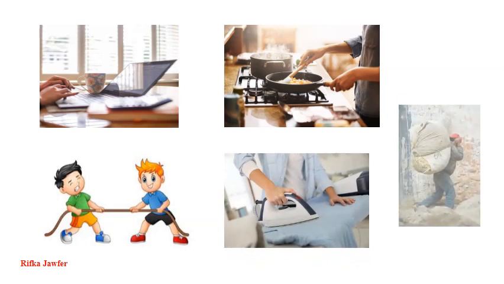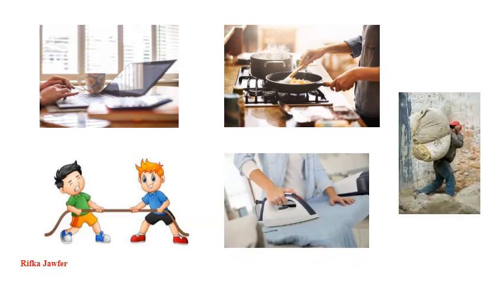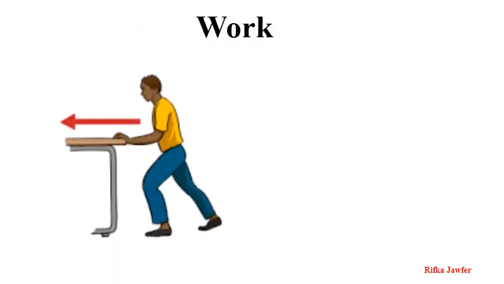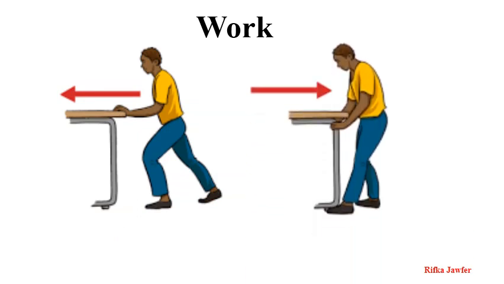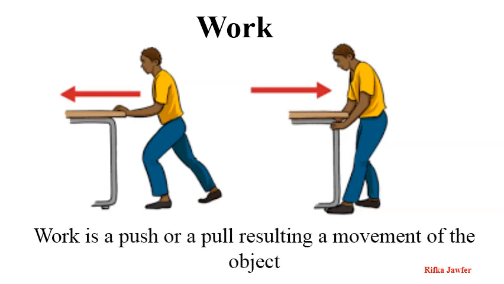We do various works in our daily life, like those you can see here. What is work? And what do we need to do work? You see a person pushing a table, and this person is pulling a table. These are two opposite actions, and we always need to push or pull objects to do work. So work is a push or a pull resulting in a movement of the object.